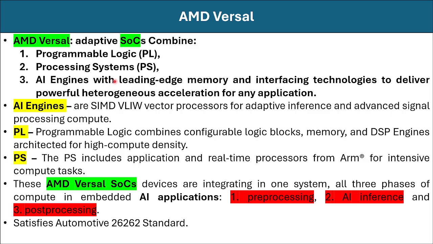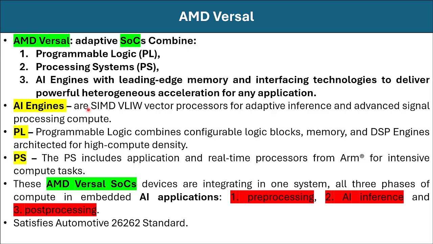AI engines are given with leading edge memory and interfacing technologies to deliver powerful heterogeneous acceleration for any application. In a sense, probably it's reduced in size, let's say in capacity, compared to classical GPUs, but still it incorporates also a lot of good features, and probably some different features inside the AI engine are applied for good work.